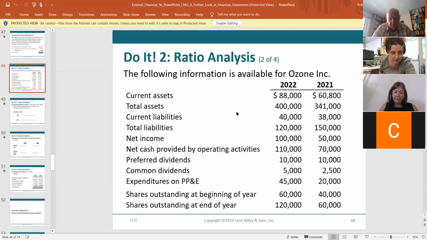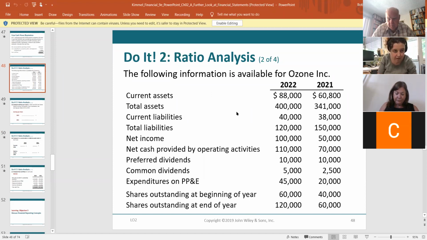Do the second year. Your total liabilities are 150. 150 over 341. That's all there is to it. Not too tough, guys. Understand what this is telling us, okay? What were the two ratios you came up with, please, Susie, for debt to assets?